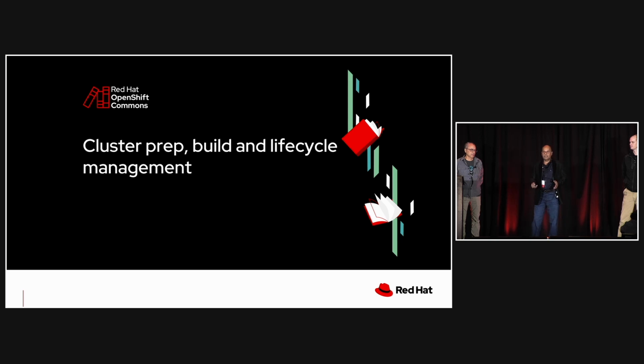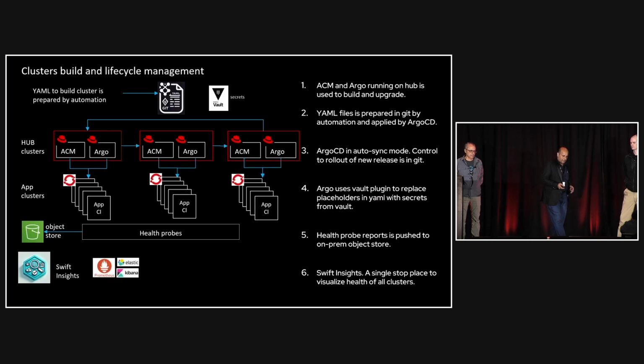Now we talk about how we build the clusters. It's a fully automated process. Here in this picture, you see a few clusters, hub clusters and app clusters. All of them are OpenShift clusters. The only difference between hub clusters and app clusters is that app clusters run application workload. Hub clusters don't run application workload. They just run Red Hat ACM and Red Hat GitOps. Those hub clusters are used to manage, build, and upgrade the application clusters.